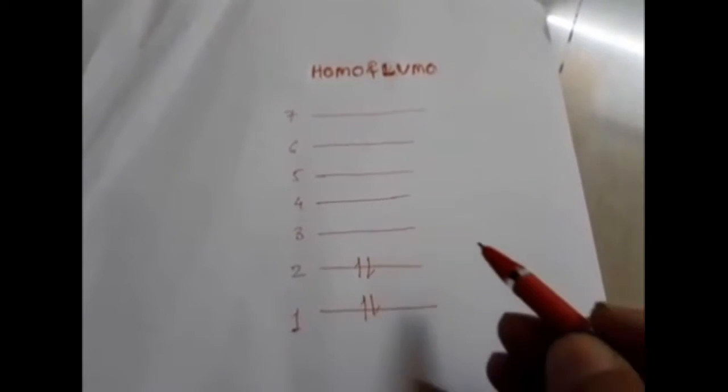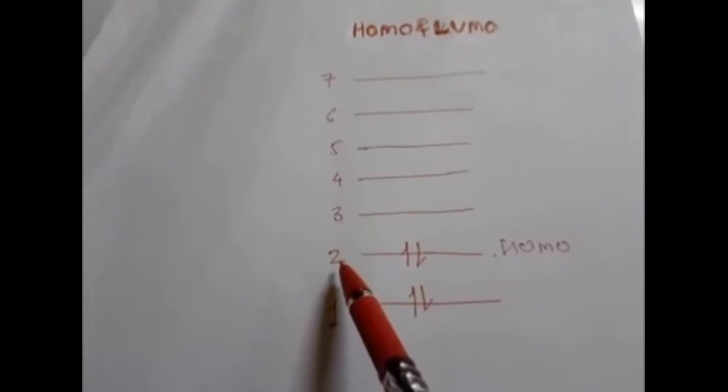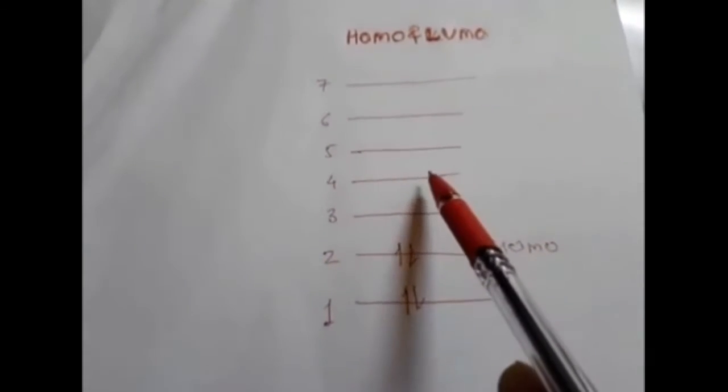Now here, since 2 electrons are filled in this orbital, this one is the highest occupied molecular orbital. So in this situation, HOMO is this second orbital. Whereas for the lowest vacant, that means here electrons are not present, here also not present. So this is the lowest orbital where electron is not present. In this way, this is LVMO.